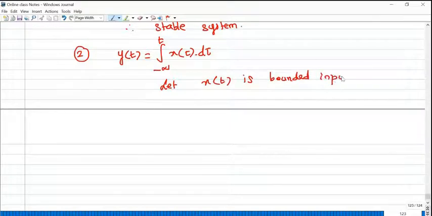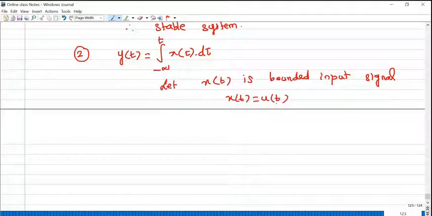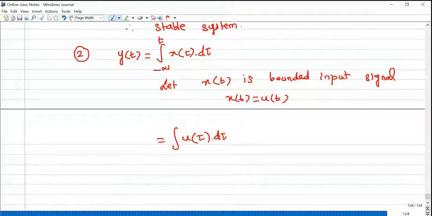Assume x of t is a bounded input signal, a constant or a sine t. In this example, if you assume x of t equal to sine t or cos t, then you will get bounded output only. But let us assume x of t equal to u of t. So the integration of u of tau d tau.